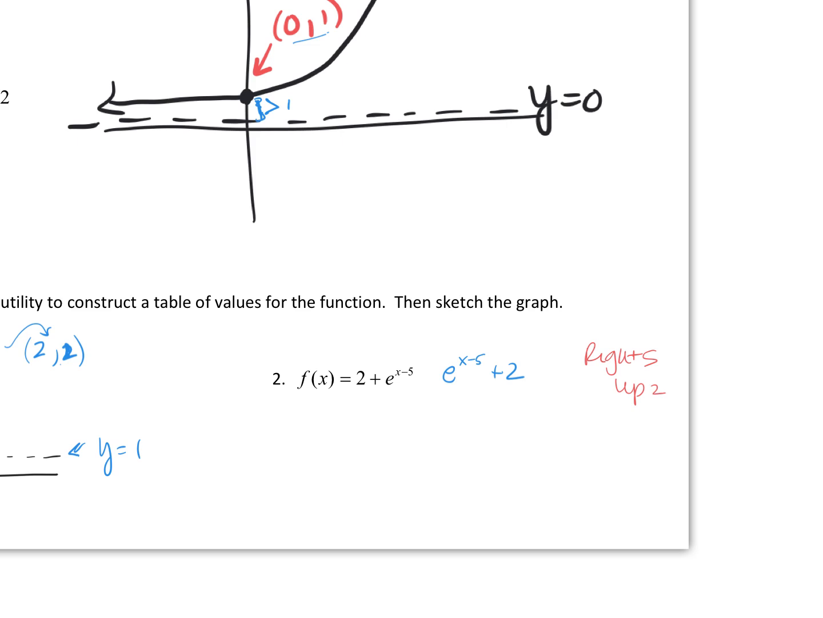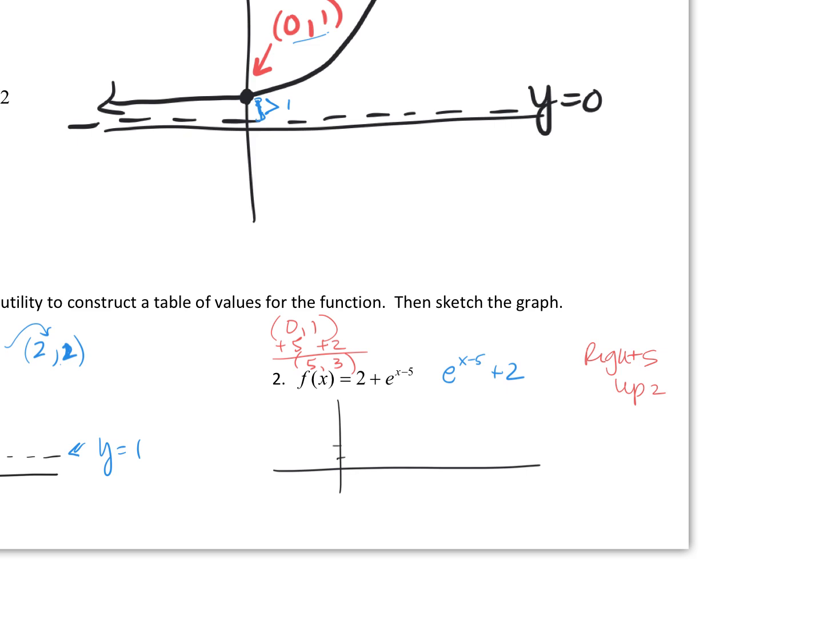Up 2. So I'm going to take that original intersection point. I'm going to go right 5. And I'm going to go up 2. That's going to make my new point a 5 and a 3. Now, will my asymptote that's at 0 be changed? What'd you say? No. Is it moving up or down? Is the whole graph going to move up or down? Yeah, it is. So that asymptote has to move up or down too, right? That's what's getting shifted up or down. You with me? So if it was at 0 before, it just gets moved up to 2.